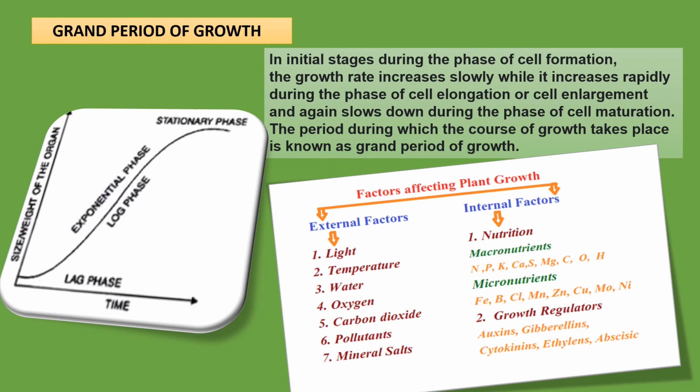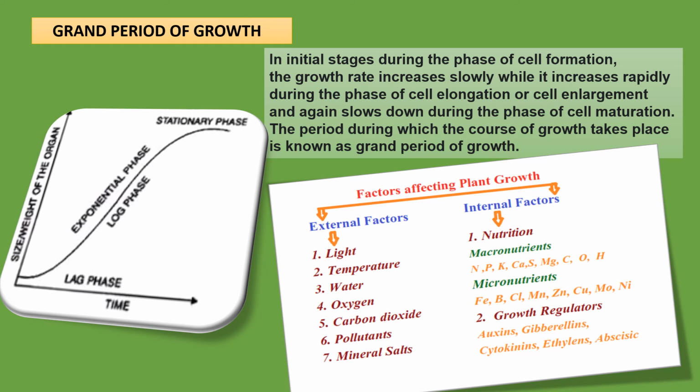Grand period of growth. In initial stages, during the phase of cell formation, the growth rate increases slowly, while it increases rapidly during the phase of cell elongation or cell enlargement, and again slows down during the phase of cell maturation. The period during which the course of growth takes place is known as grand period of growth.